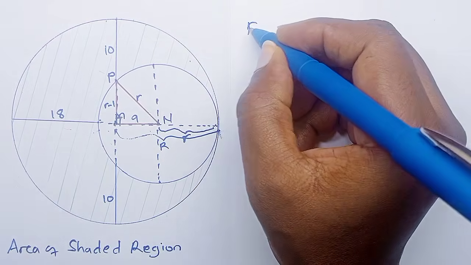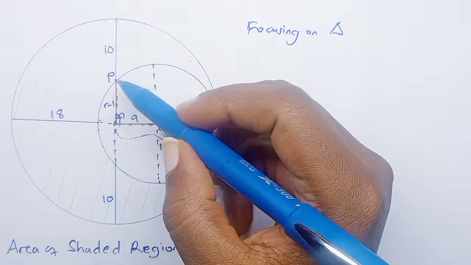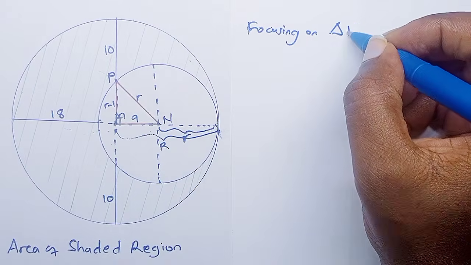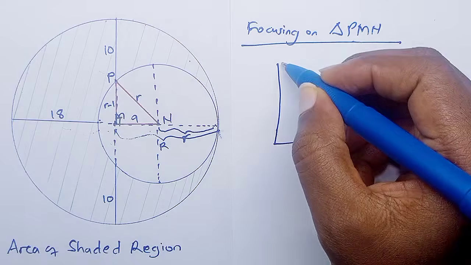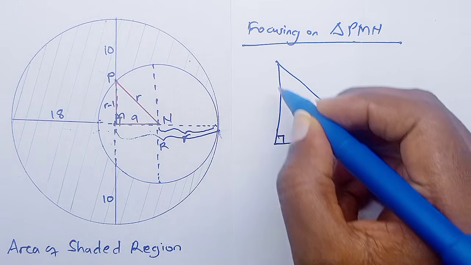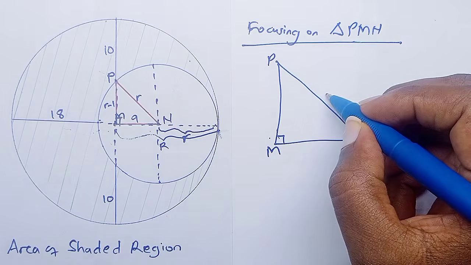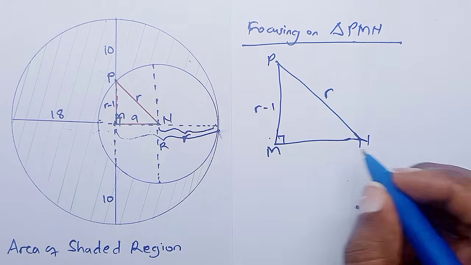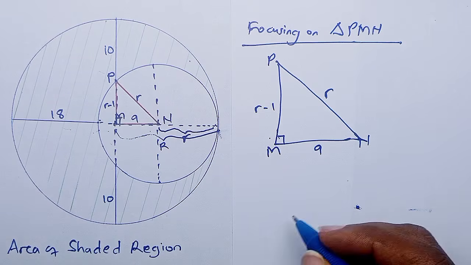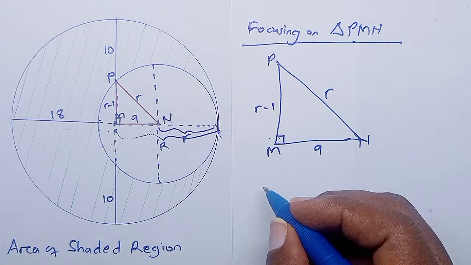So now if we are to focus on triangle PMN, which is like this, this is 90 degrees, this is PMN. PN is R, PM is R minus 1, and MN is 9. As you can see, it's a right angle triangle, so we're going to use Pythagoras theorem to solve.